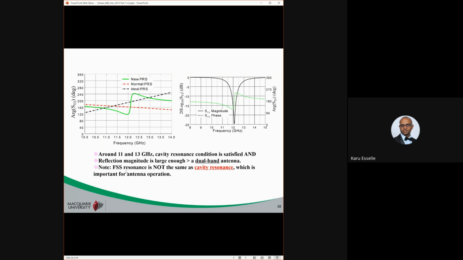So also remember, FSS resonance is not the same as cavity resonance. In this FSS or the PRS resonates only at one frequency here, right? That's the PRS frequency. That's the resonance of the slots in the surface. But the cavity resonates here and here. So these are the cavity resonances. Cavity resonances are determined by the cavity resonance condition. The surface resonances are determined by the slots, the resonance frequency of the slots in the slot array.